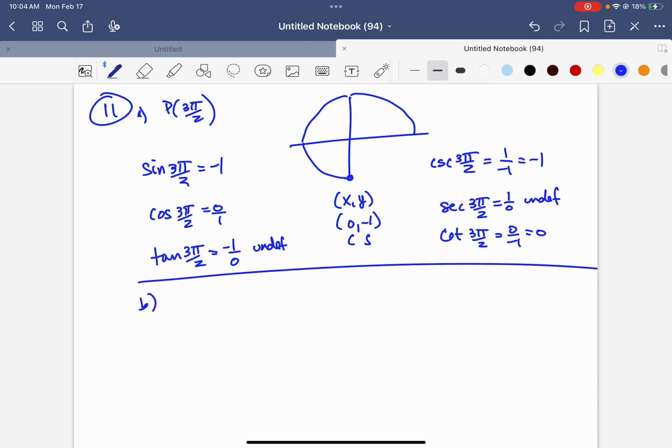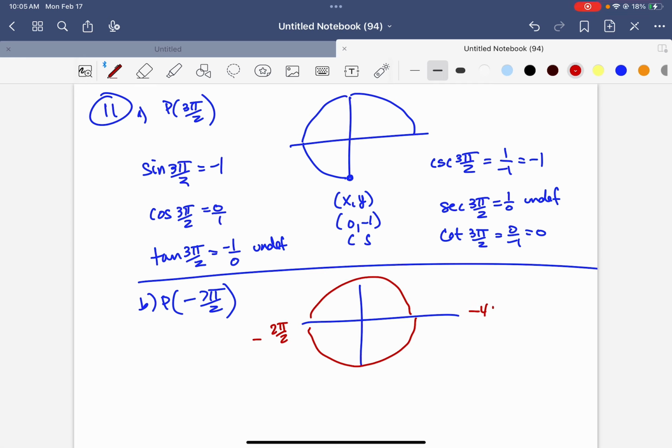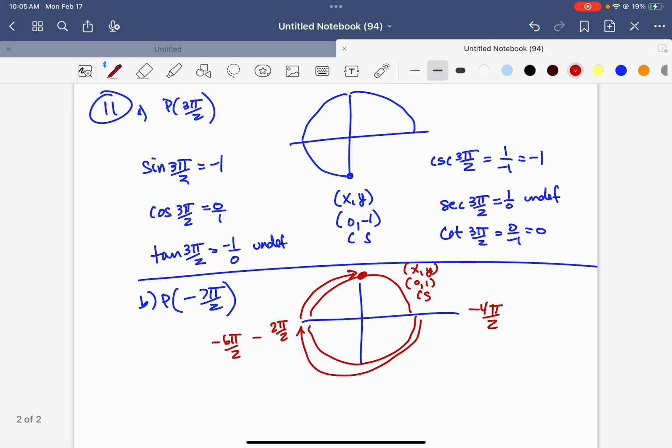Let's go with B. So then when I look at 11b, it's negative. So I'm looking for negative 7 pi over 2. So if I go in the negative direction, I'm going this way. So here is negative 2 pi over 2. Here is negative 4 pi over 2. Keep on going. This is also negative 6 pi over 2. And so up here would be my negative 7 pi over 2. And so my xy coordinate is going to be 0, 1, and that's my cosine, sine.